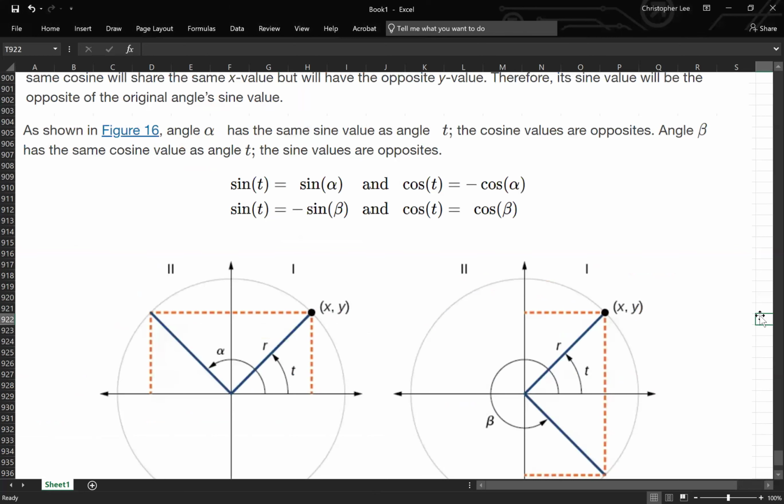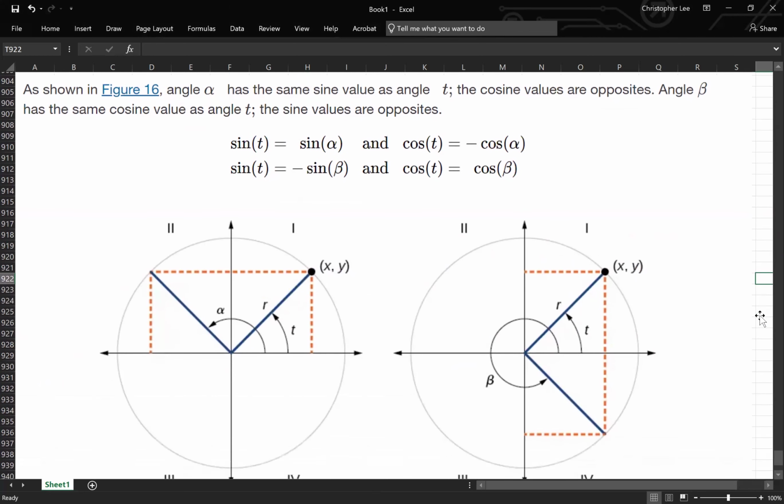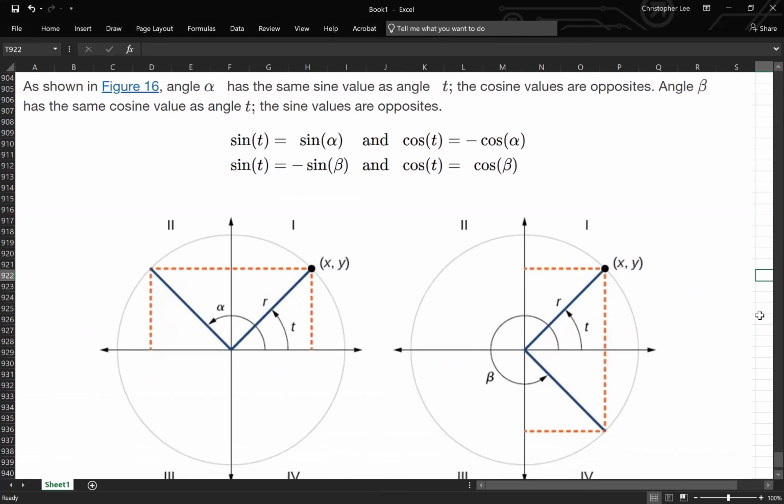As shown in figure 16, angle alpha has the same sine value as t. The cosine values are opposite. Angle beta has the same cosine value as t, so the sine values are opposite. So sine of t is equal to sine of alpha. Sine of t is equal to negative sine of beta. And cosine of t is equal to negative cosine of alpha. And cosine of t is equal to cosine of beta.